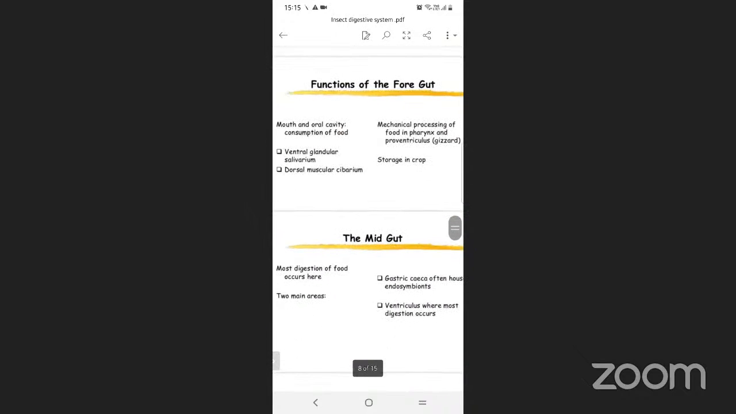And coming to the foregut, in the foregut, the mouth and oral cavity are for the consumption of the food. Next comes the ventral glandular salivarium, and next the dorsal muscular cibarium. The process done here is mechanical processing of food in the pharynx and proventriculus, that is the gizzard part. Then, after mixing everything, like the saliva with the food, it is stored in the crop.